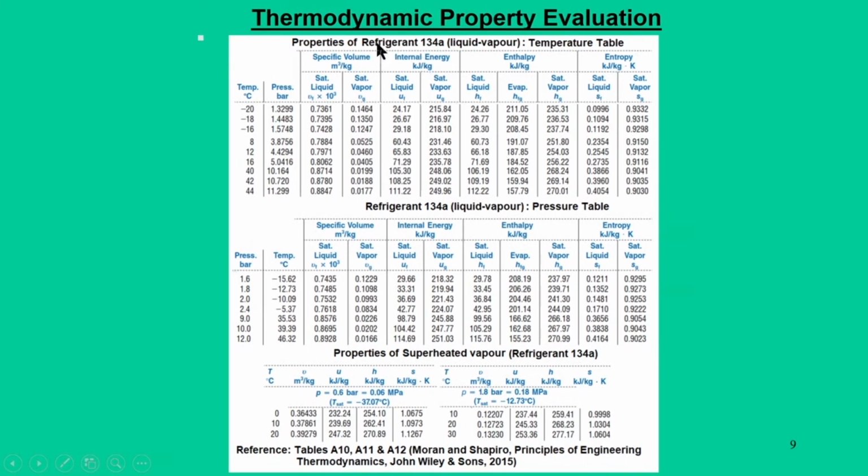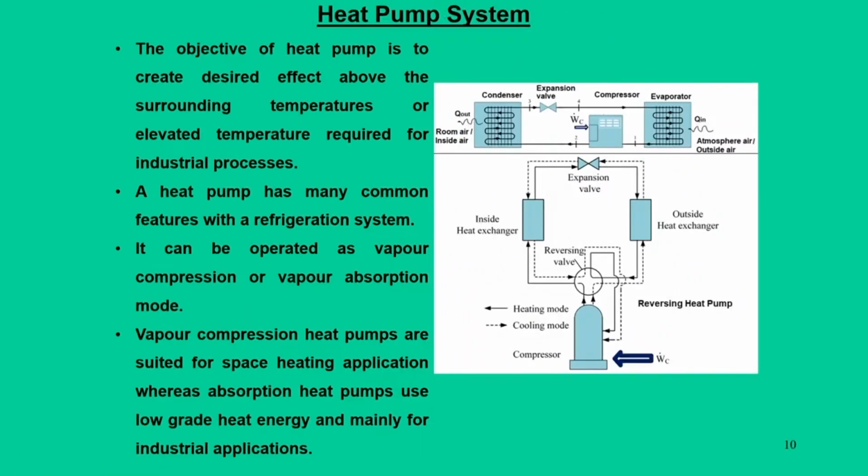And similarly, this table is done for refrigerant 134A, but similar property tables are also available for other refrigerants. Other refrigerants could be R11, R22, or it could be ammonia, carbon dioxide. For all of them, the property tables are available in the book. But in our course, we will basically stick to one particular refrigerant, and for that refrigerant we are going to use the property values from that table.